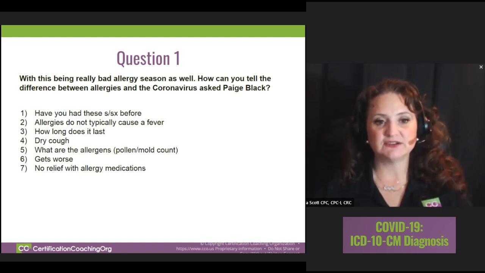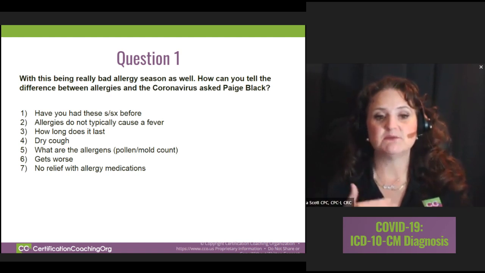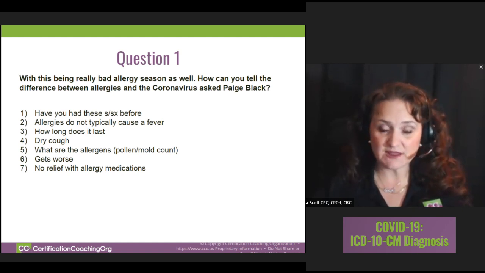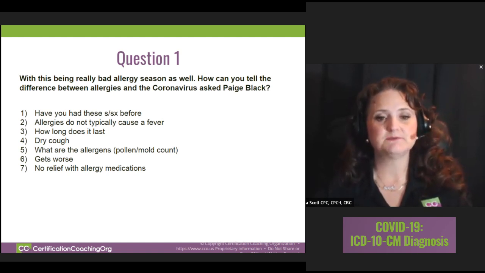And most allergies, I'm not an expert in allergies, but from my reading experience with the medical records, allergies don't typically exacerbate themselves with a dry cough. They can cause shortness of breath, but shortness of breath and a dry cough are a little bit different.